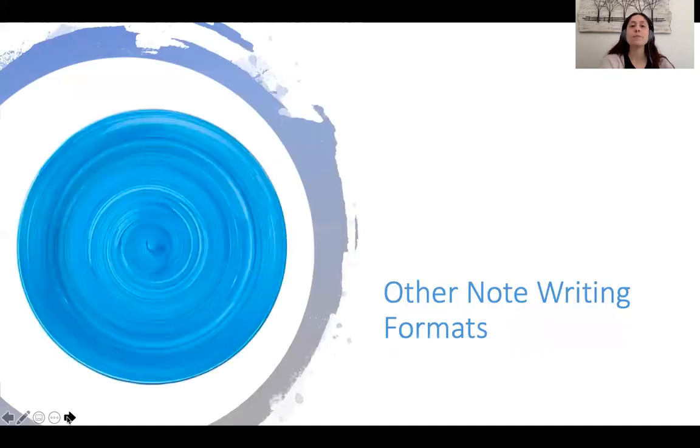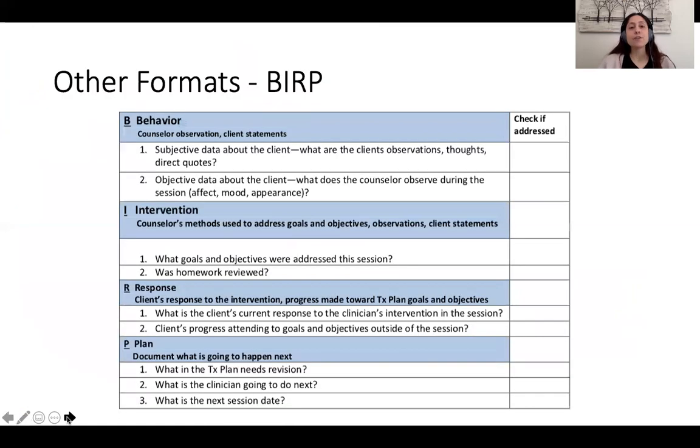All right. So not every agency that you work with will use the GIRP format for note writing. So to end the lecture, I'm going to briefly introduce you to a few other formats that you may encounter during your traineeship or later as you're applying for jobs and such. The first is the BIRP format. And in this case, the IRP, intervention response plan, is exactly the same as in the GIRP format. You have an intervention, a response, and a plan.